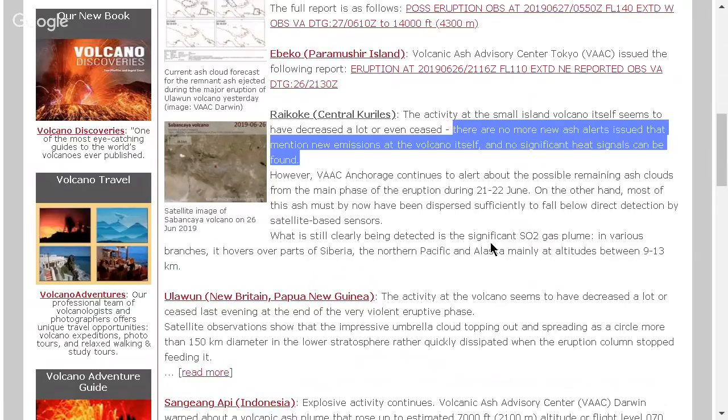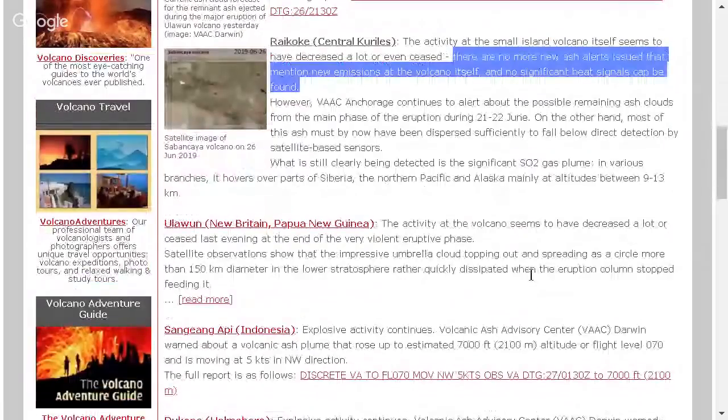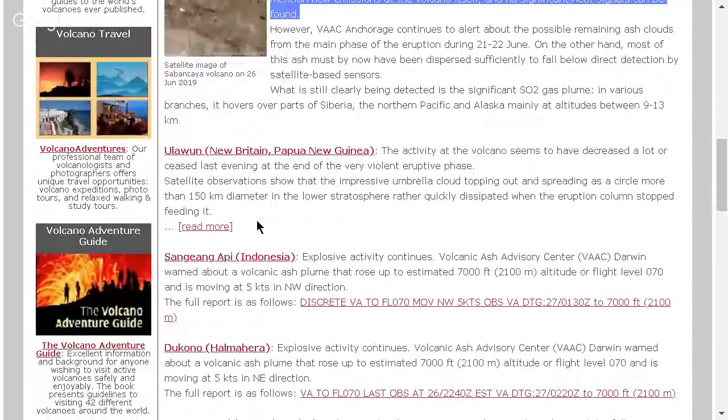But it's still producing a significant sulfur dioxide plume, which is hovering over parts of Siberia, the northern Pacific, and Alaska, mainly at altitudes between 9 and 13 kilometers. Don't fly through that in any plane. Watch out for the sulfur dioxide, folks. Ulawun in New Guinea, explosive activity seems to have decreased.